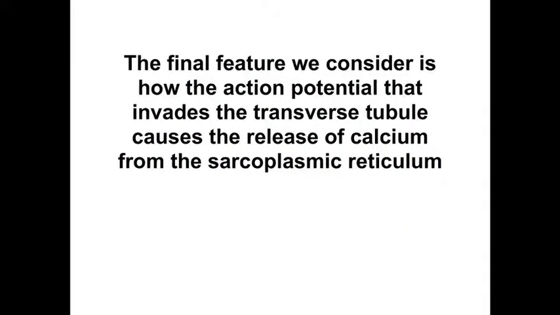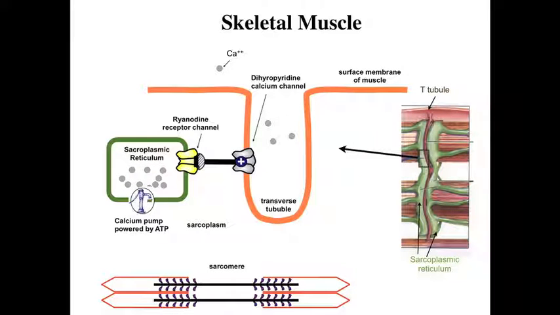So the final feature we consider is how the action potential that invades the transverse tubule actually causes the release of calcium from the sarcoplasmic reticulum. This slide shows a diagrammatic illustration of a fibril. The picture that was just shown of the muscle together with the sarcoplasmic reticulum and transverse tubules is shown on the right. A more detailed version is shown by the drawing on the left.